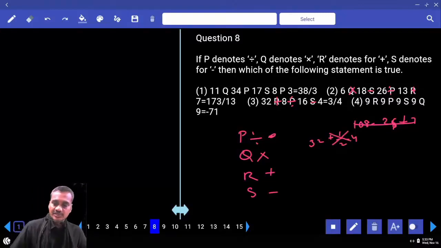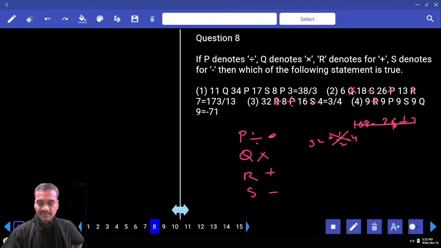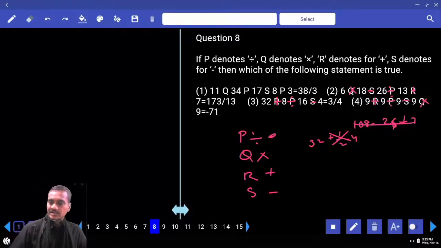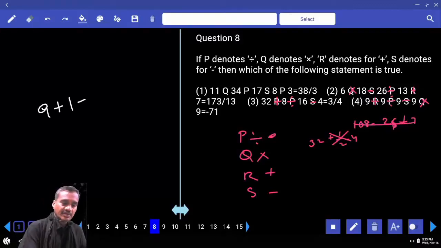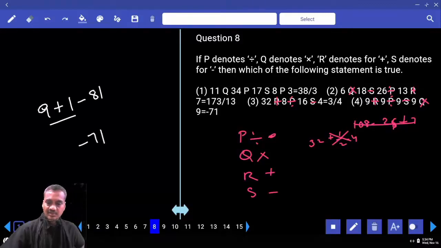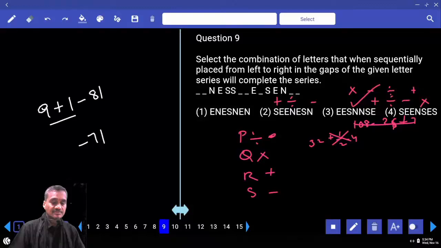Finally, we are left with choice 4. Now in choice 4, R stands for plus, P stands for division, S stands for minus, and Q stands for into. Now in this, 9 plus 9 divided by 9 is how much? 1 minus 9 into 9. 9 into 9 is how much? 81. Now 10 minus 81 equals minus 71. Hence choice 4 for question number 8.